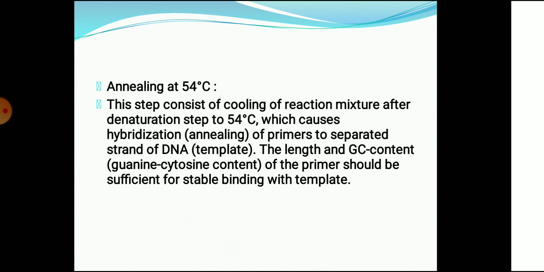Next is annealing at 54 degrees Celsius. This step consists of cooling the reaction mixture after the denaturation step to 54 degrees Celsius, which causes hybridization, that is annealing, of primers to the separated strands of the DNA template. The length and GC content, that is guanine cytosine content, of the primer should be sufficient for stable binding with the template.